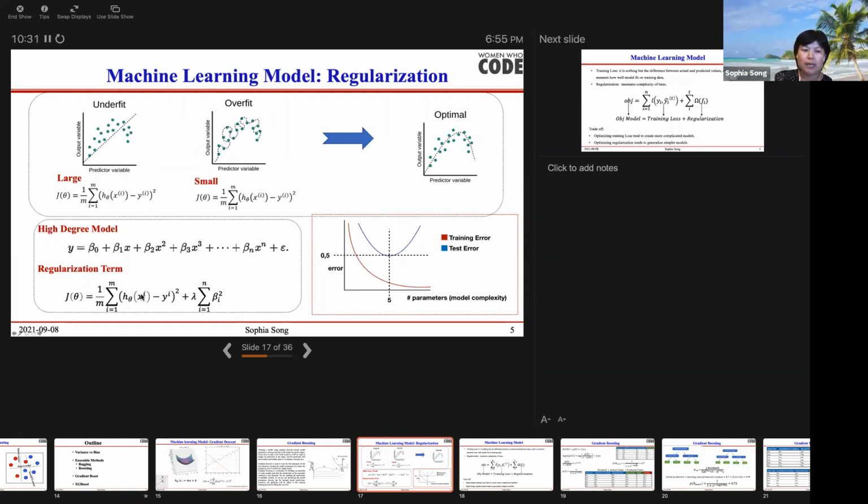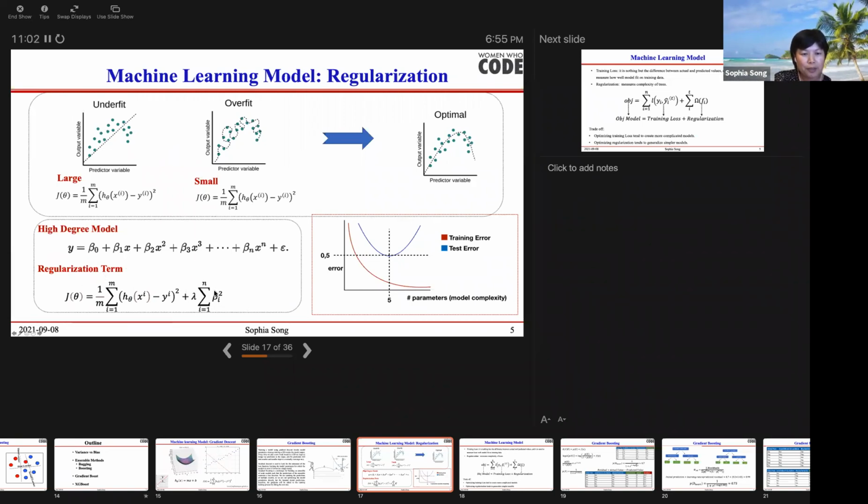Before, we only focused on the loss function, the difference between your prediction value and the real value. However, now we add this item, lambda times the beta variable squared. This beta is your model parameter. Because the loss function is always positive, you still want this item to be as small as possible.